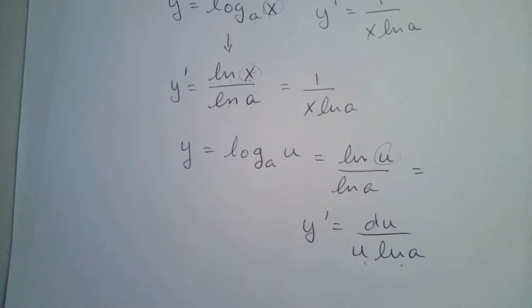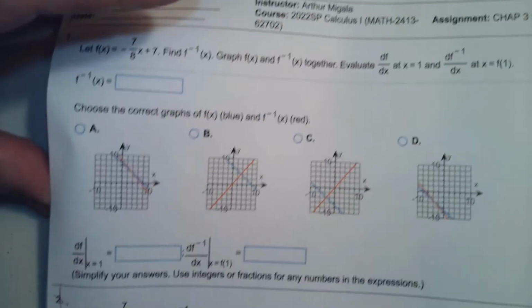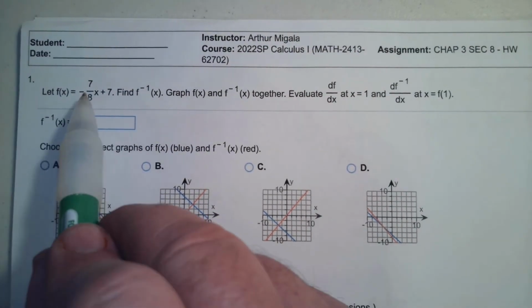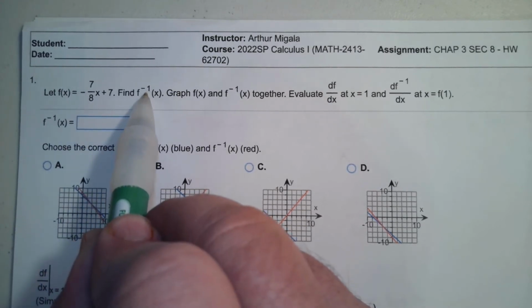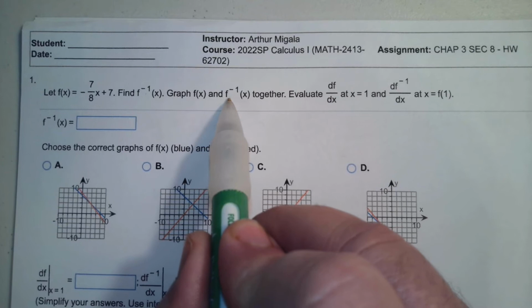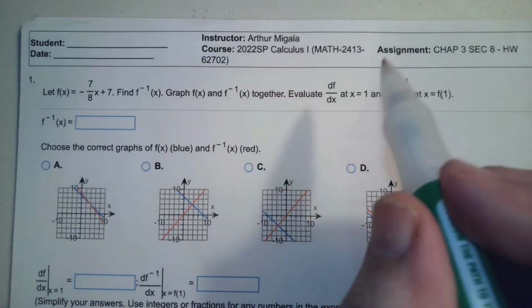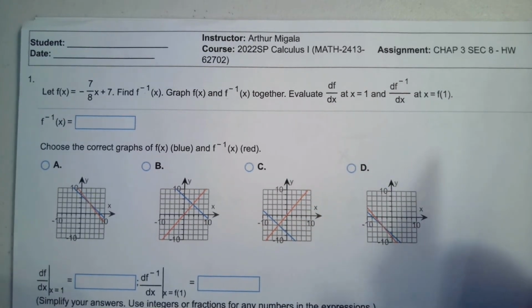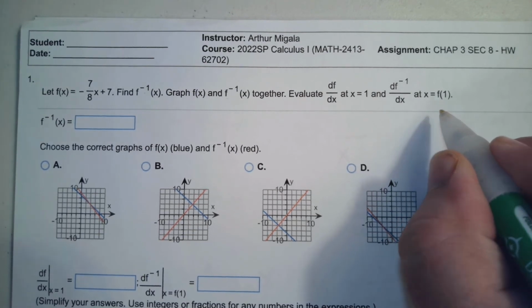Alright, let's look at this thing. Homework problems. Let f of x equal negative 7 over 8 x plus 7. Find the inverse function, graph them on the same graph. I'm going to pick which one of these three, and then evaluate the derivatives of them. So, let's get scratch paper.